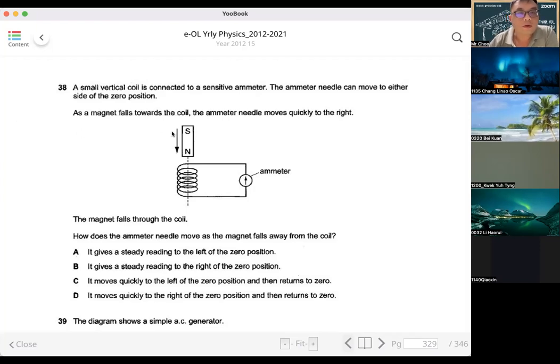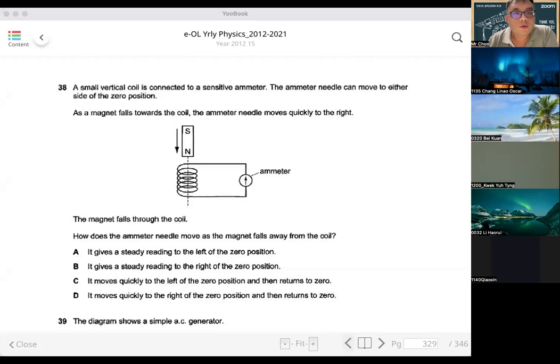As the magnet falls through the coil, the ammeter needle moves quickly to the right. So how does the ammeter needle move as the magnet falls away from the coil? Anybody would like to try this? Okay, so only Pei Kwan gave me the answer, and the answer is correct.